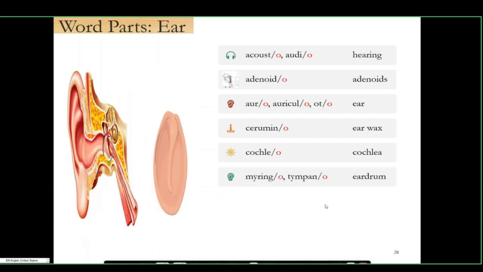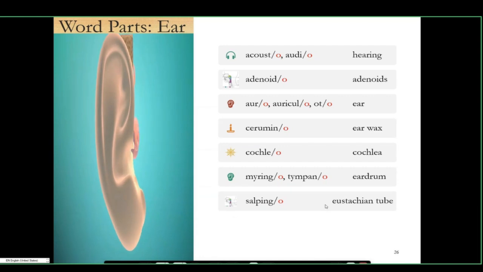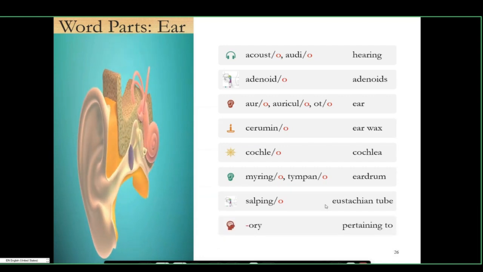Myringo and tympano relate to the eardrum. The adjective for tympano is tympanic. Salpingo refers to the eustachian tube, and the suffix -ory means pertaining to.